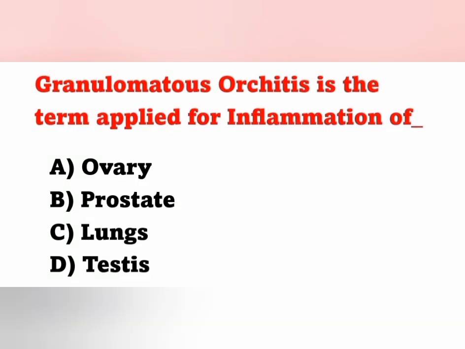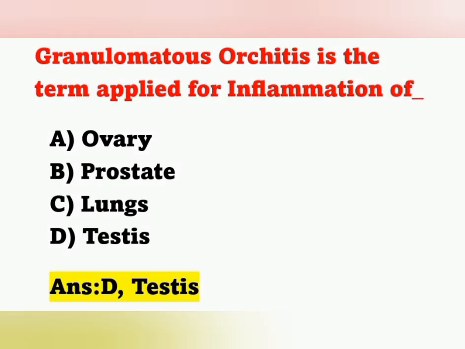And the next question, granulomatous orchitis is the term applied for inflammation of. Options, option A ovary, option B prostate, option C lungs, option D testis. Orchitis is the inflammation of testis. Granulomatous orchitis means it's an inflammation of testis. Option D is the correct answer.